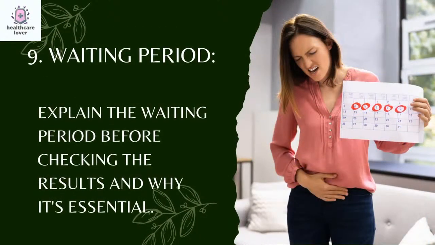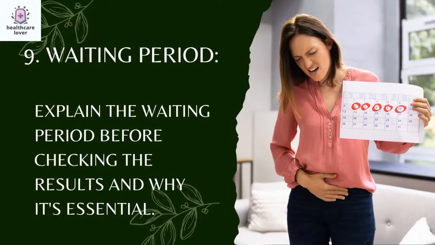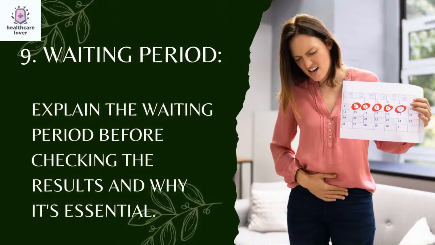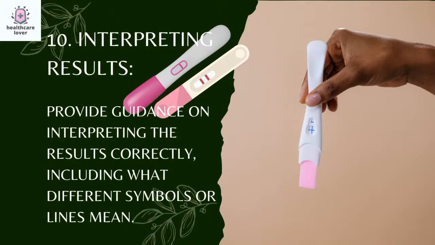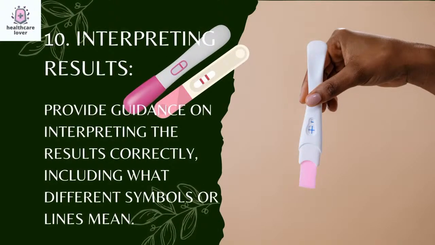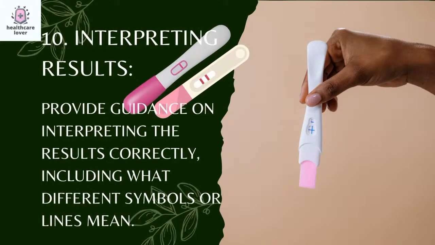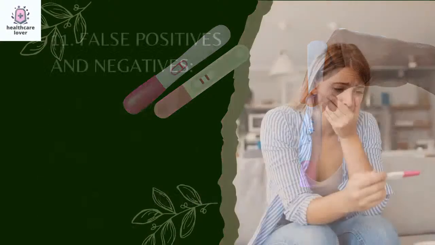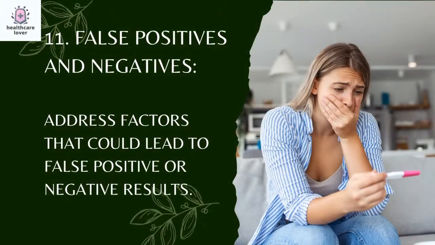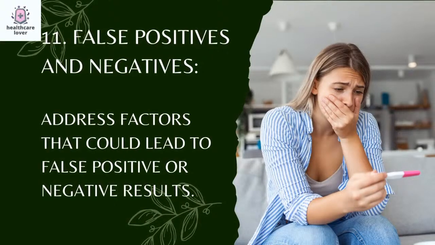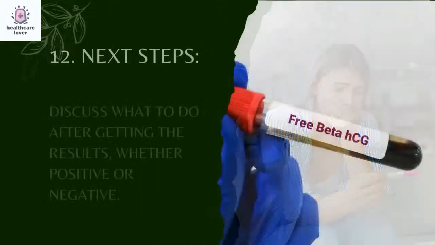9. Waiting period. Explain the waiting period before checking the results and why it's essential. 10. Interpreting results. Provide guidance on interpreting the results correctly, including what different symbols or lines mean. 11. False positives and negatives. Address factors that could lead to false positive or negative results.